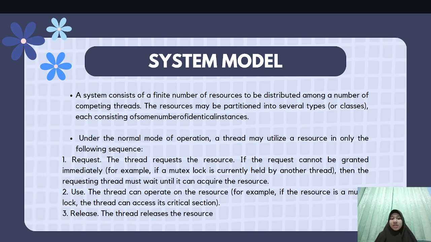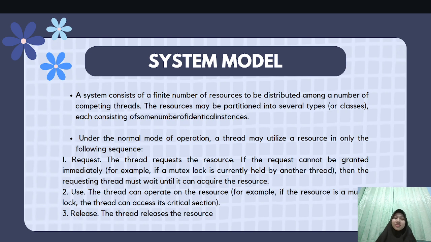Under the normal mode of operation, a thread may utilize a resource in only the following sequence. The first one is request. The thread requests the resource. If the request cannot be granted immediately, for example, if a mutex lock is currently held by another thread, then the requesting thread must wait until it can acquire the resource.